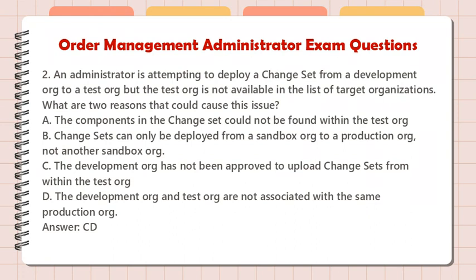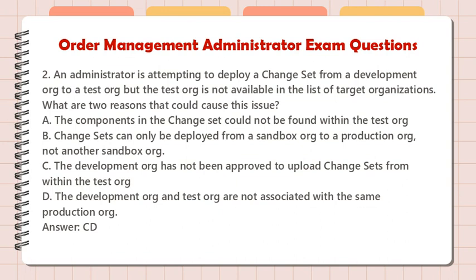2. An administrator is attempting to deploy a change set from a development org to a test org, but the test org is not available in the list of target organizations. What are 2 reasons that could cause this issue?